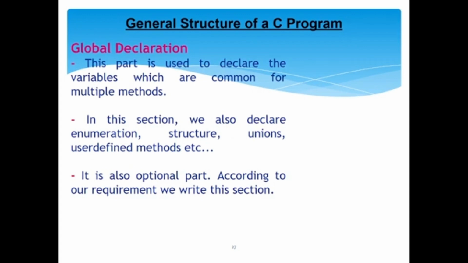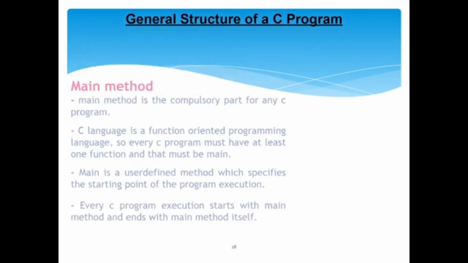And global declaration. The name itself, global, is meant for the whole program which you write, and declaration means declaring a variable globally. This part is used to declare the variables which are common for multiple methods. So you can declare a variable so that it will be common for multiple methods. And we can declare enumerations, structures, unions, etc. We'll be learning it. And it is an optional part. According to our requirement, we can write it.